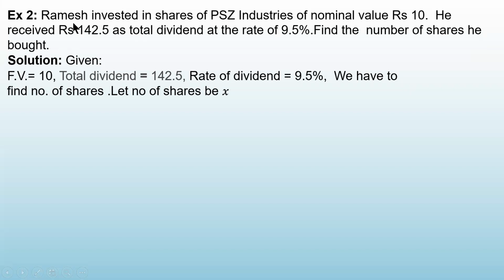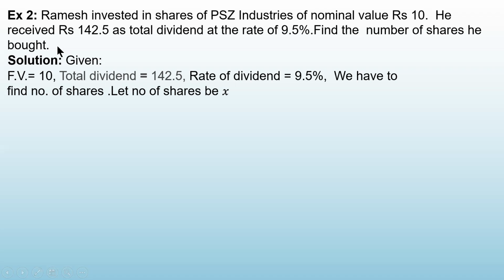Okay. Again, read the question and try to write down what are the given things. So what is given? Ramesh invested in shares of PSZ Industries of nominal value rupees 10. That means you are given face value is 10. So immediately write down face value is equal to 10. He received this much amount as total dividend. So what is the total dividend here? 142.5. Look at here. He received the total dividend as 142.5. So total dividend is 142.5. And what is the rate of dividend? 9.5. Whenever the percentage is given, that means it's the rate of dividend. So rate of dividend is 9.5%.